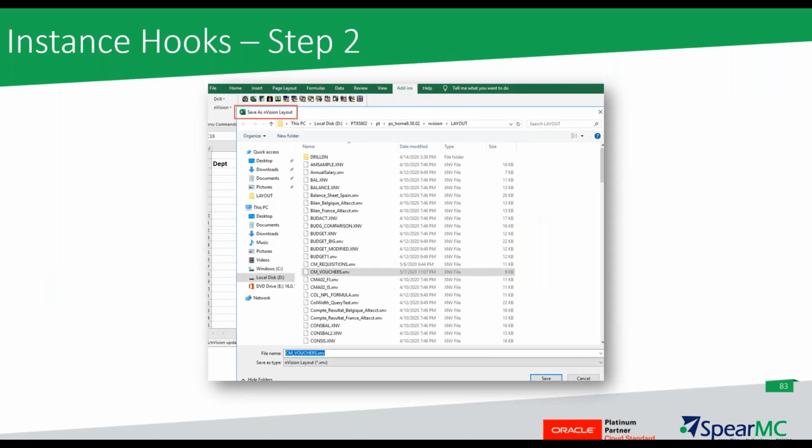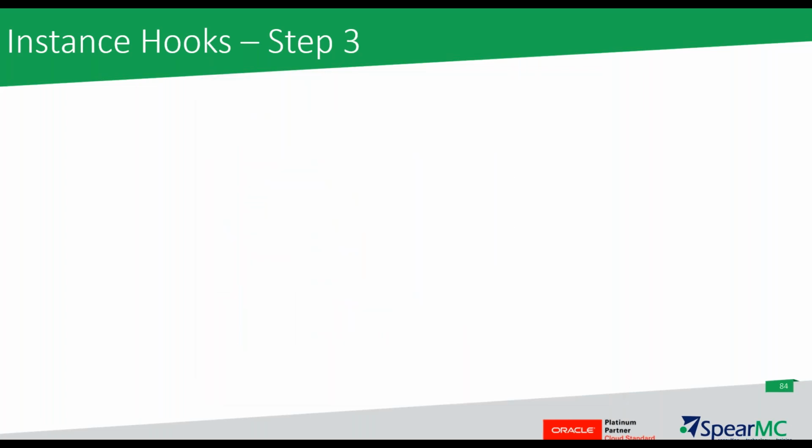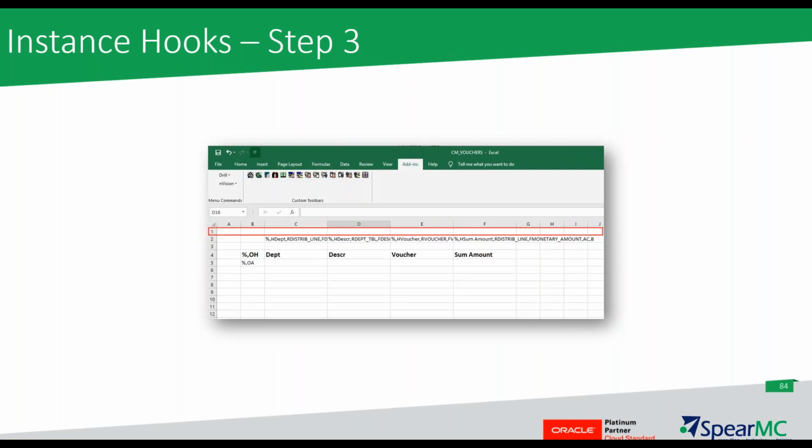Okay, step two. The very next step, go straight back in the same file, go back to add-ins nVision, and save as nVision layout. And you're going to save it right back as the original name, cmvouchers.xnv. You already have it. You're going to overwrite the existing file, and by doing that, you now have a layout that is now macro enabled.